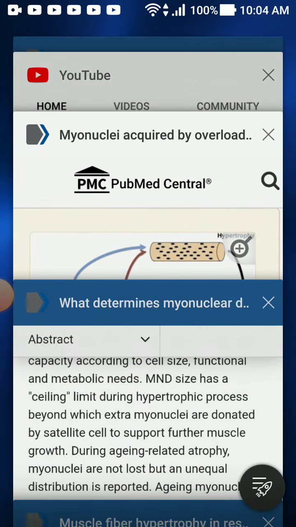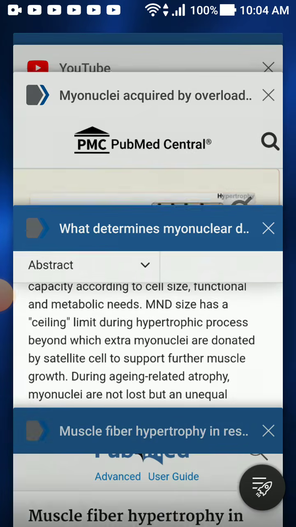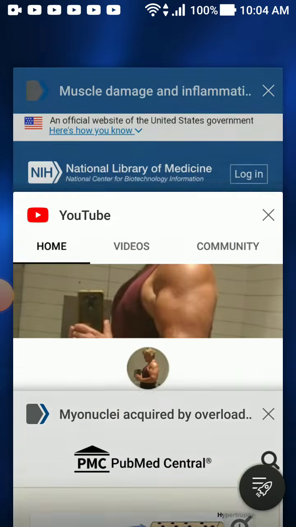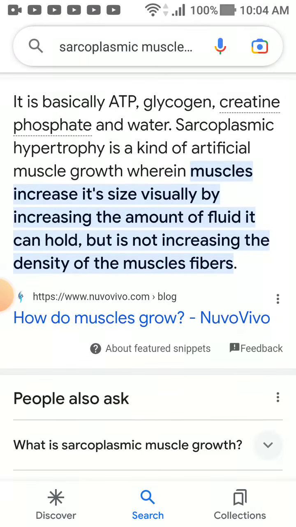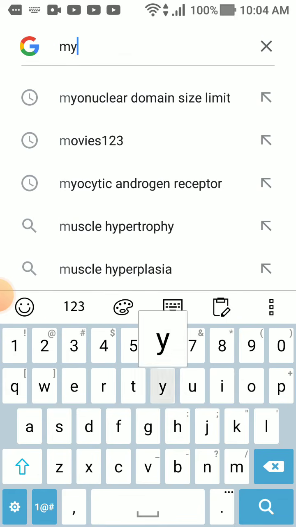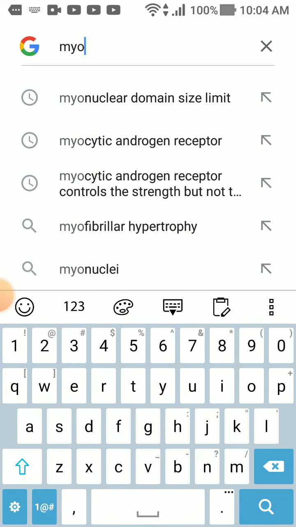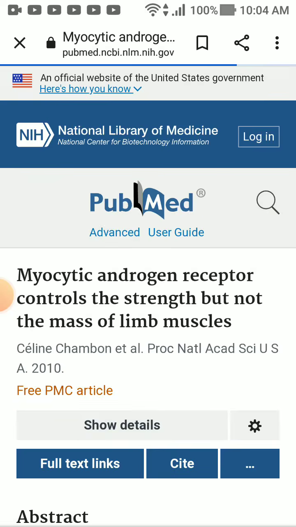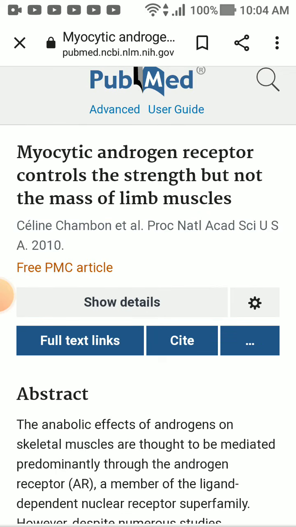That's why people say, well, he's getting bigger, but he's not getting stronger. Well, sarcoplasmic is not going to give you a stronger lift. You get myocytic androgen receptors for that. Even if you're smaller, you're going to get stronger. You want to know why small guys get stronger? This is why the small guys get stronger. And then the big guy gets more of the sarcoplasmic. The small guy who gets bigger doesn't get stronger either because he got sarcoplasmic muscles. So the little guy got myocytic androgen receptors, which control the strength, but not the mass of the limb muscles.